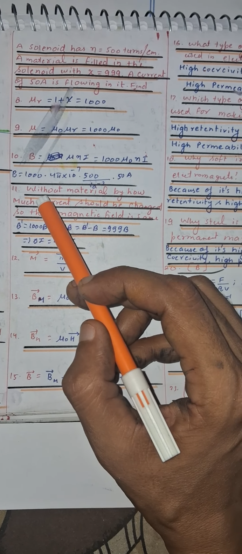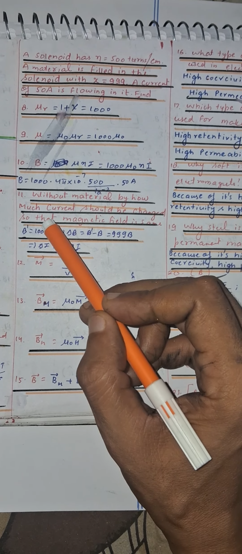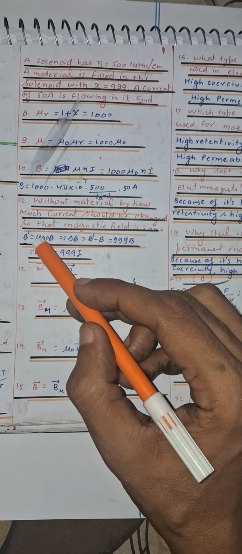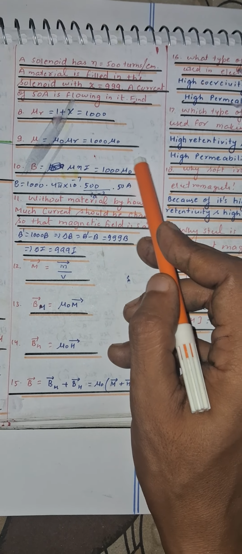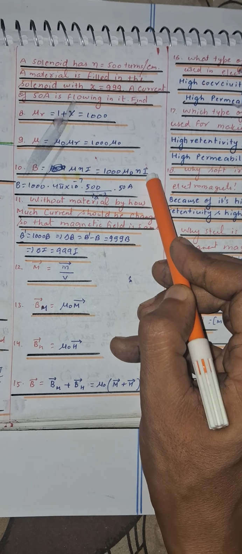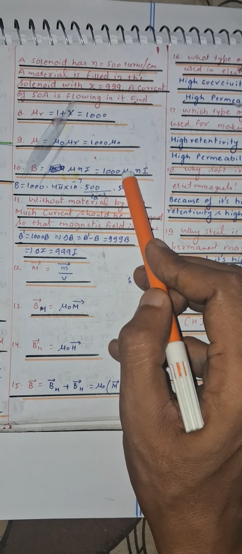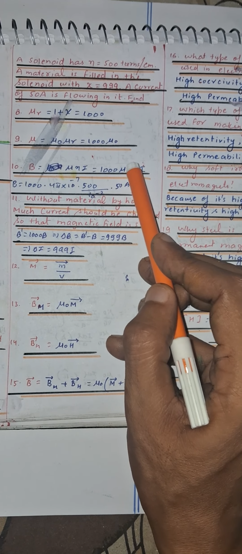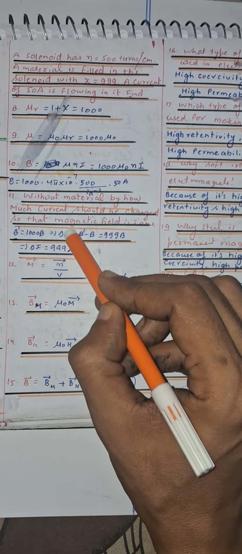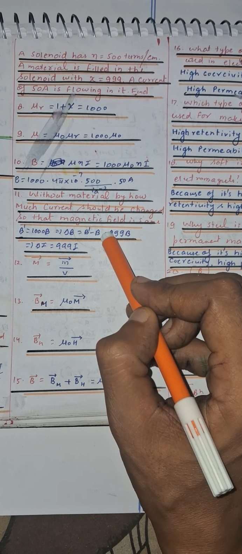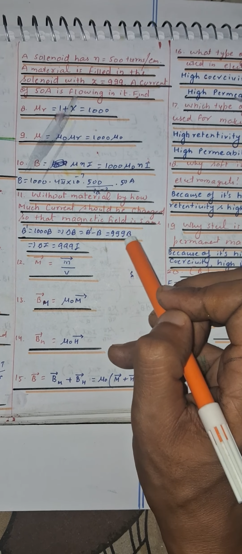Now there is another question: without the material, by how much should the current be changed so that the magnetic field is the same? Now we can say that B dash is 1000 times B, where mu naught n I is the magnetic field without the material. The magnetic field after introduction of the material has become 1000 times that without the material. So the change in magnetic field will be B dash minus B, which will be 999 B. So the change in magnetic field is 999 times the original.